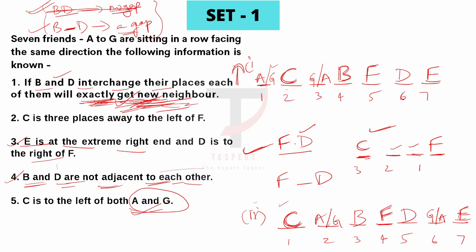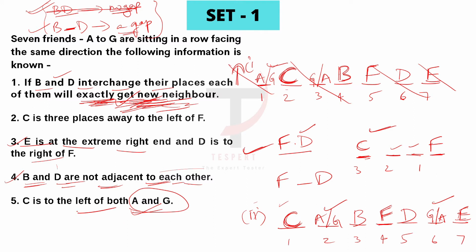I hope you understood the reason, because C is at position number 2 and the neighbors of C are A and G, which is violating the fifth condition. Whereas in the second case, both A and G are at position number 2 and 6, which means they are to the right of C, which also means C is to the left of both A and G, which is satisfying the fifth statement.